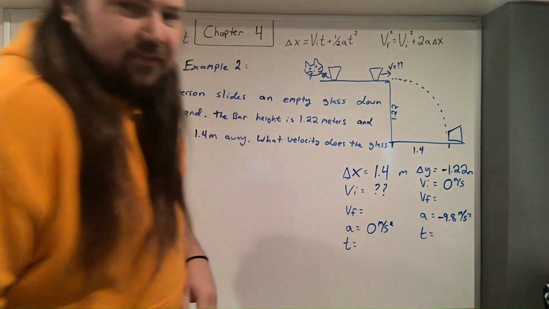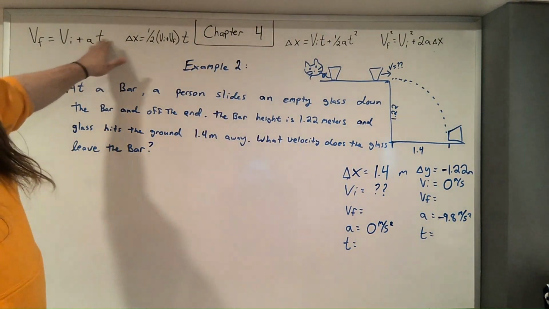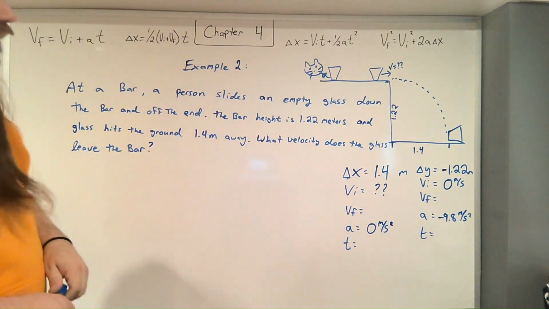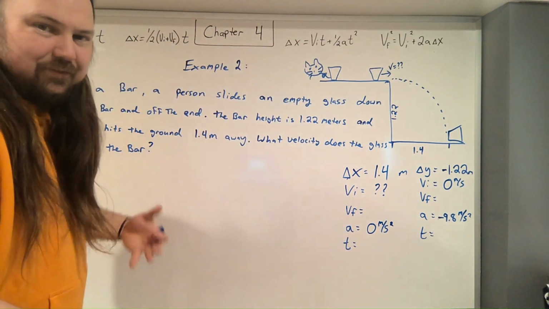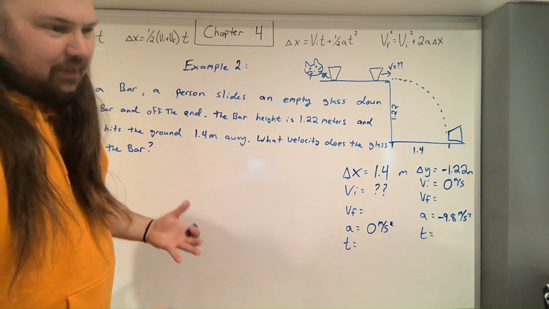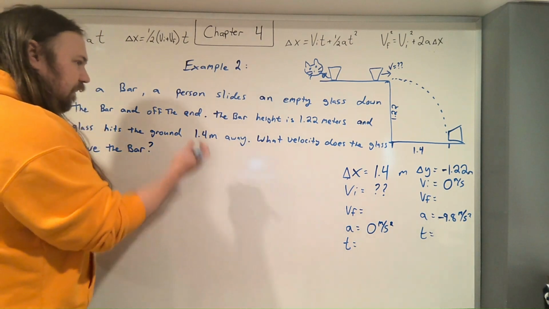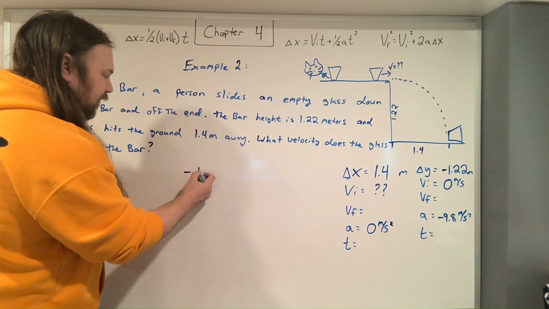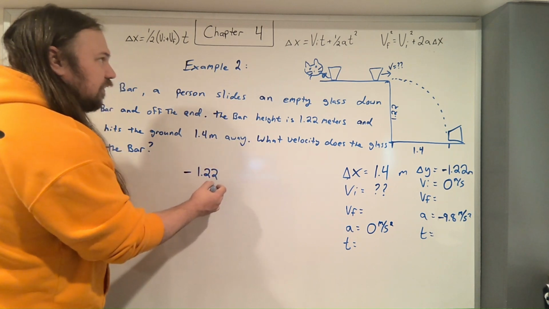So what equation does that tell me to use? I look up for the one without VF, and I see we have the third equation. Okay, let's try the third equation. Last time we tried it in example 1, we ran into issues. Not always the case. Let's see what we can do. So I'm going to deal with the y. So I'm going to have the change in y. That's going to be a negative 1.22.